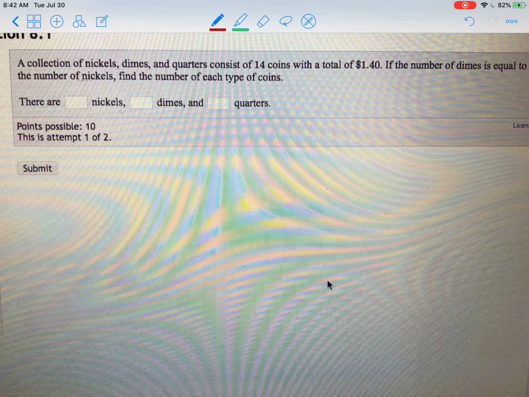All right, so we have a problem here, which you have to turn into a linear system of equations. It starts out by saying you have a collection of nickels, dimes, and quarters. So we're going to need variables to stand in for the number of nickels, dimes, and quarters. I'm going to use N for nickels, D for dimes, Q for quarters.